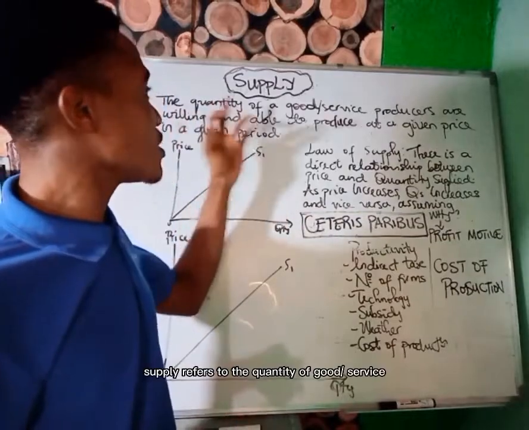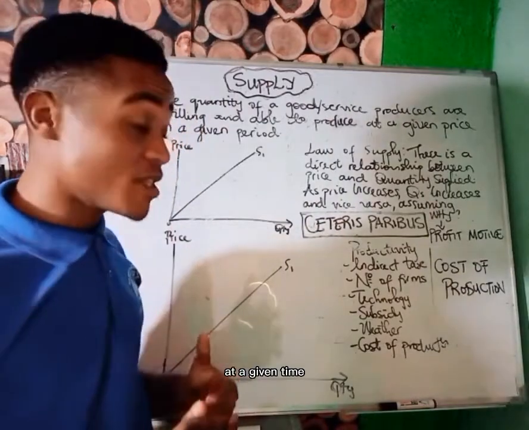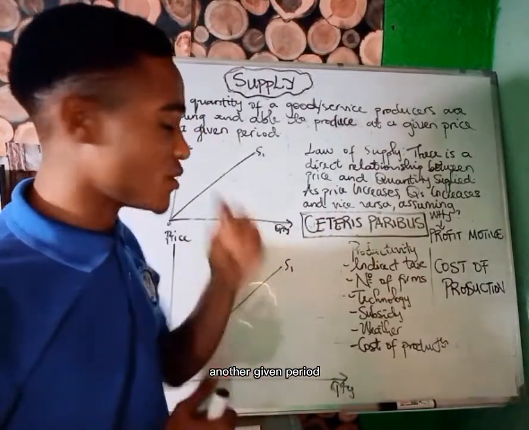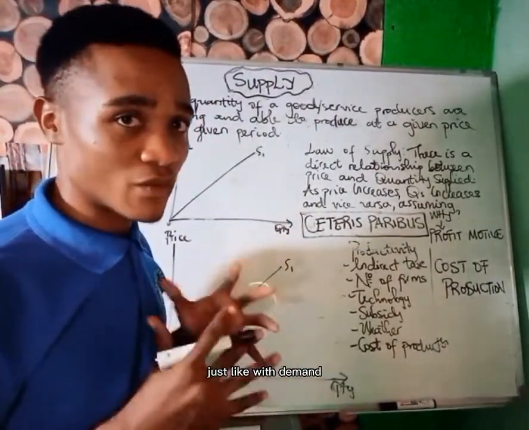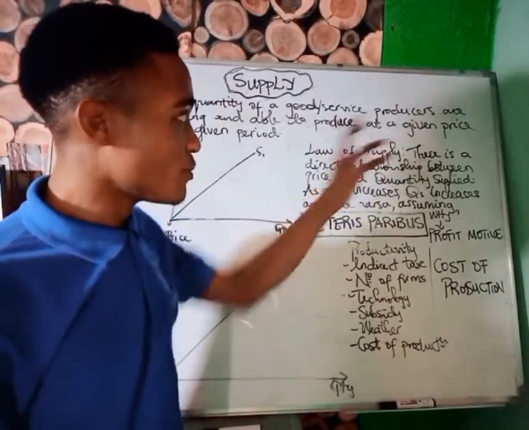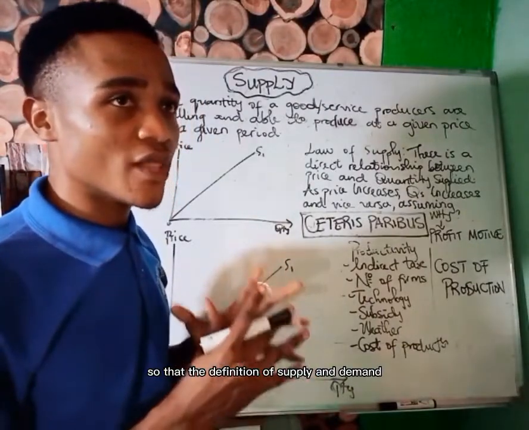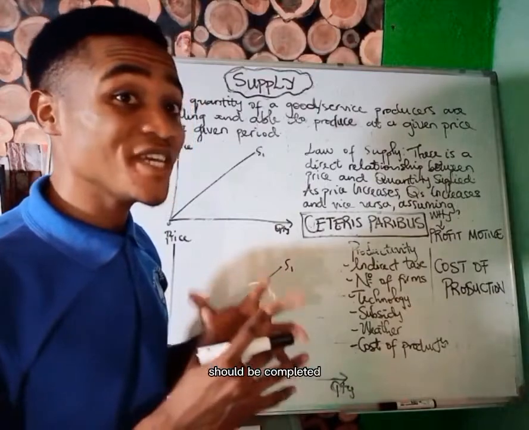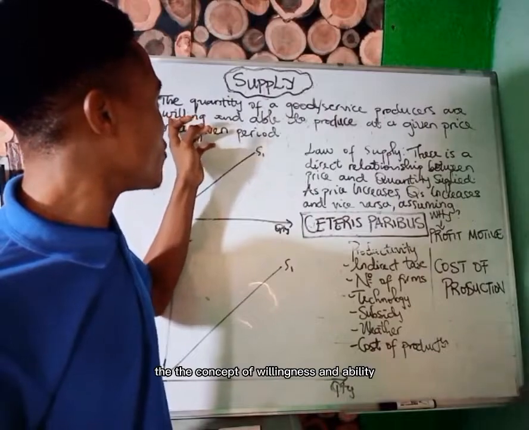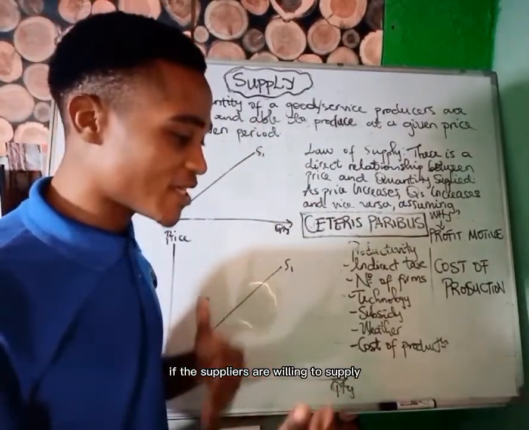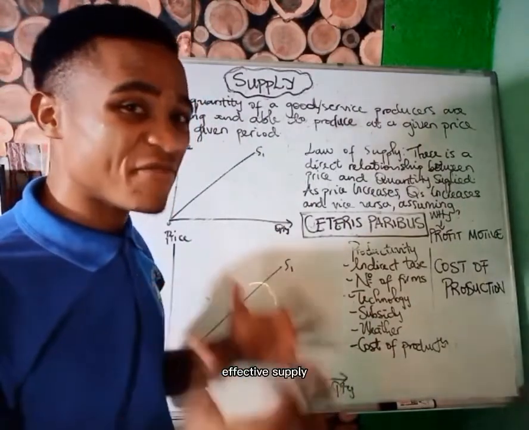confused. So supply refers to the quantity of goods and services producers are willing and able to produce at a given price and at a given period. There are three words that matter here, just like with demand: the concept of quantity, price, and a given time. These three words must always be included so that the definition of supply is complete. Equally, there should be the concept of willingness and ability. If the suppliers are willing to supply, they should equally be able to supply. That makes it what we call effective supply.